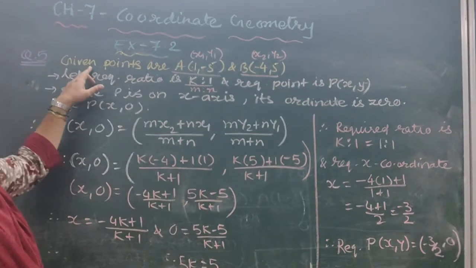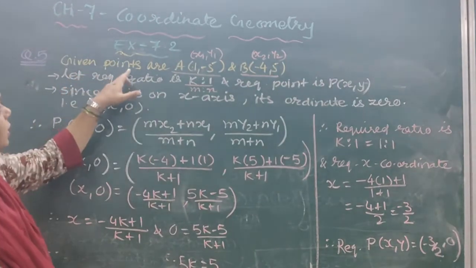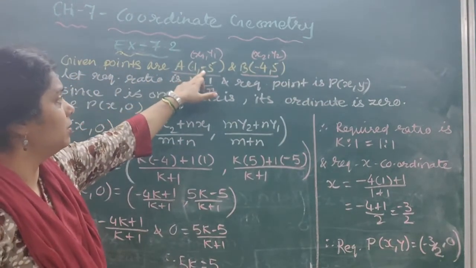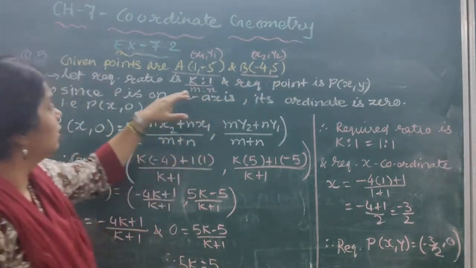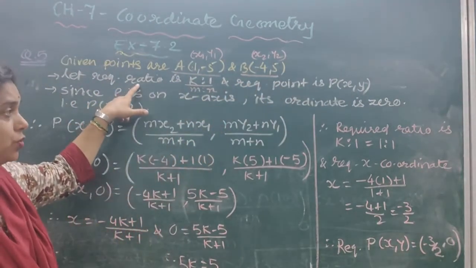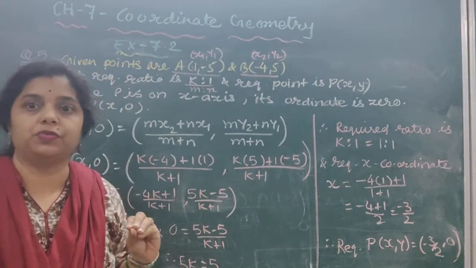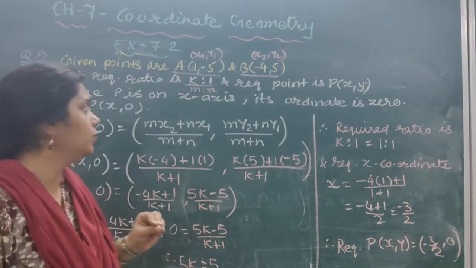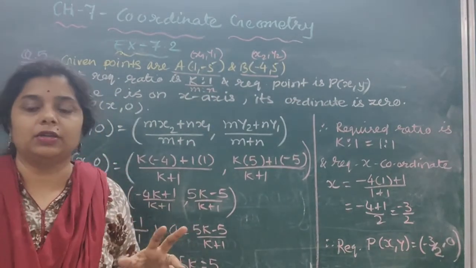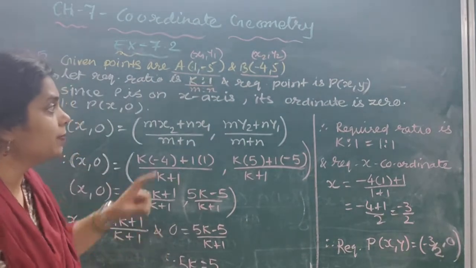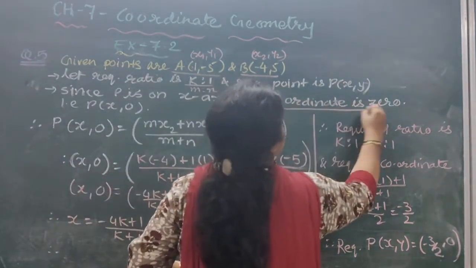Now let's continue with the fifth sum. Here it is given that the given points are A (1, -5) and B (-4, 5), and we have to find the ratio as well as the coordinates of the point which divides the line segment. As it is given that it crosses the x-axis, it means its ordinate is 0.